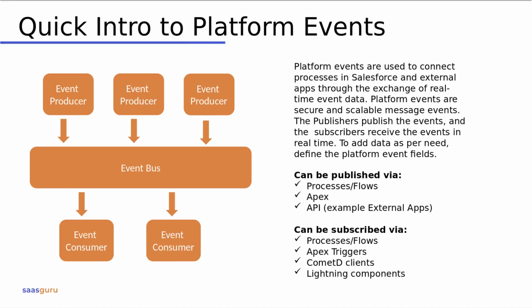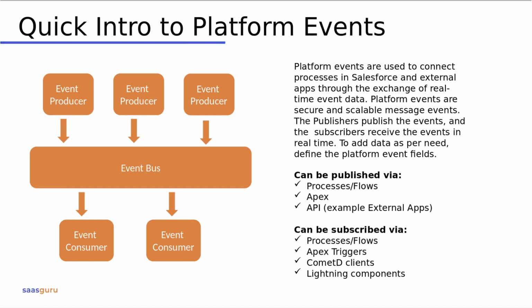In the diagram on the left-hand side, you can see that there can be multiple event producers or event publishers, and there can be multiple event consumers. The same event can be consumed by multiple parties, and one consumer can consume multiple events as well. Based on that, you can run your business processes.